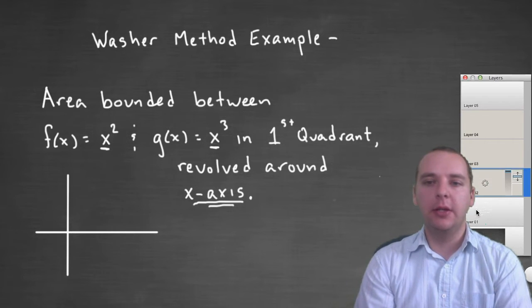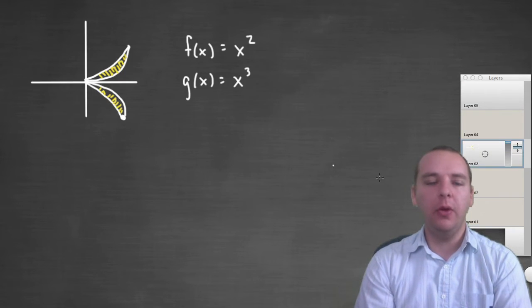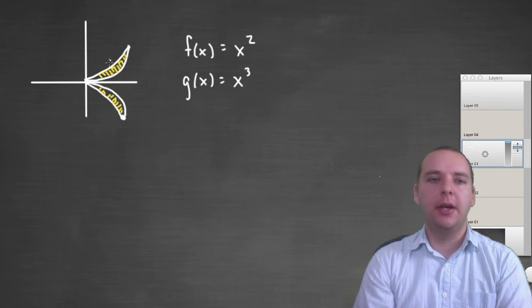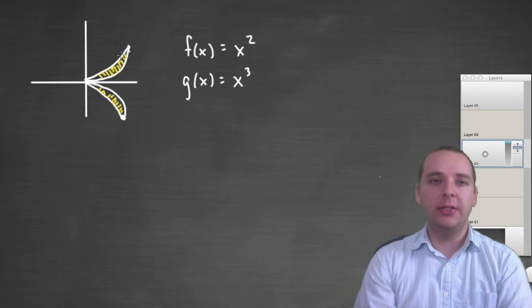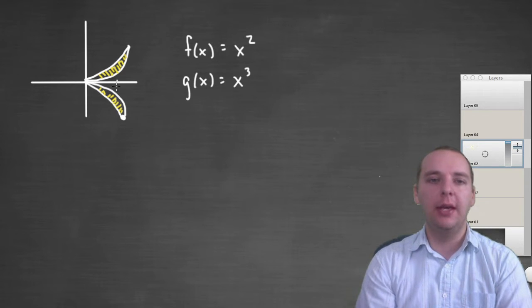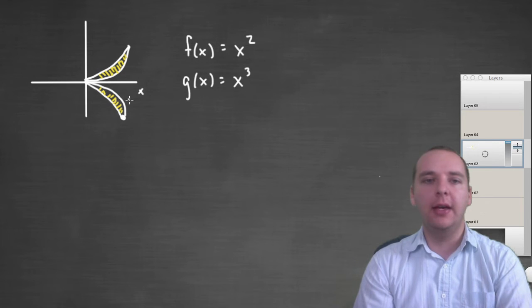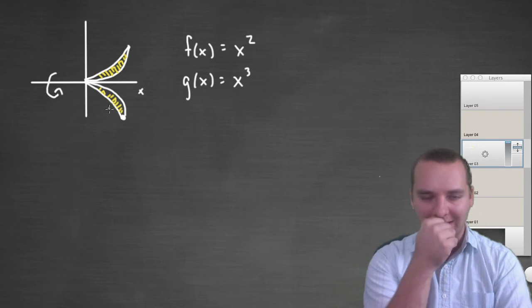So let me hide these layers here real quick. All right, so here what I've done is I went ahead and drew just this region. I got rid of all the extra stuff that we didn't need, and I drew its reflection below the x-axis, kind of hinting at what this solid of revolution would look like if you revolved it around the x-axis. So if you spun it this way around the x-axis, you would get a solid that looks something like this.